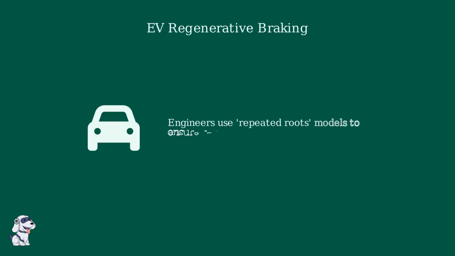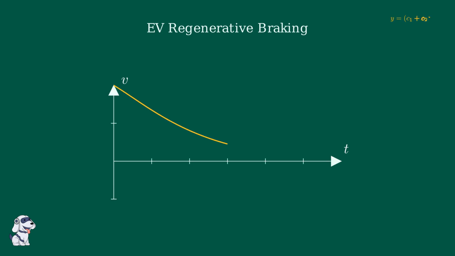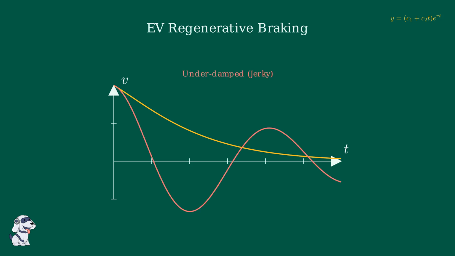In electric vehicle design, engineers must ensure that regenerative braking is smooth and comfortable for passengers. This is a classic application of the repeated roots model in differential equations. When we have repeated roots, the system is critically damped. It returns to equilibrium as fast as possible without any annoying oscillation or jerking. If the system were underdamped, the car would oscillate, causing a perceptible jerk for the driver. That is not the experience we want.